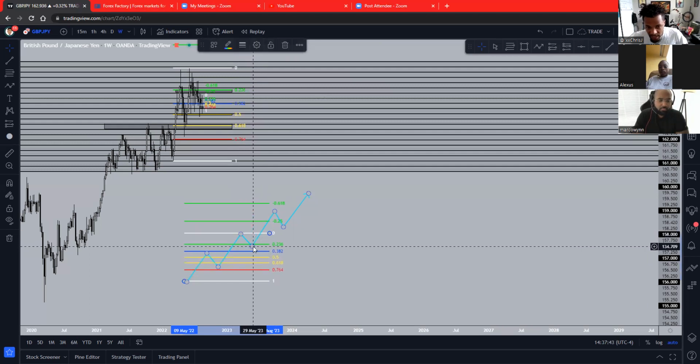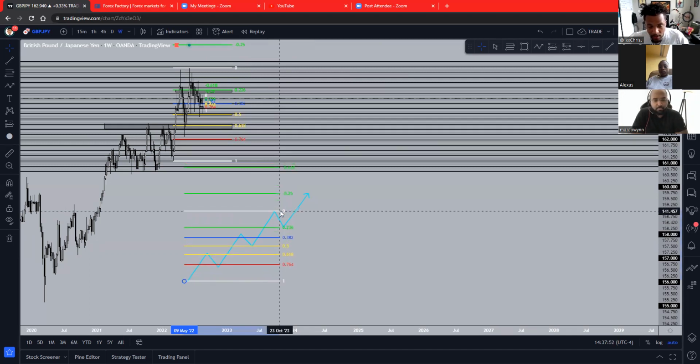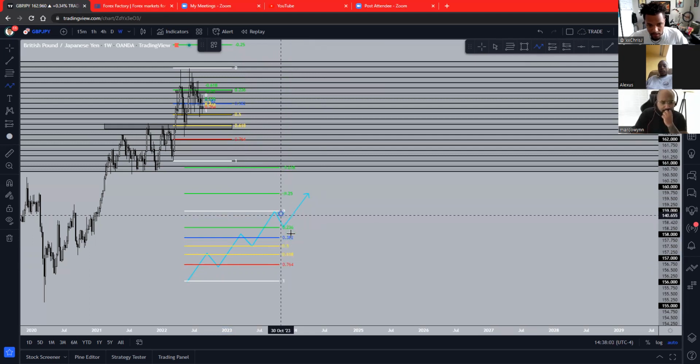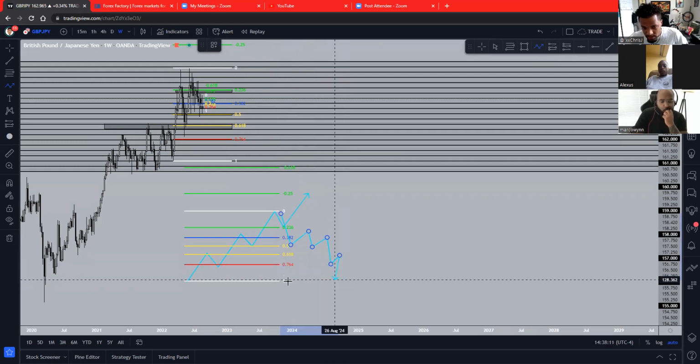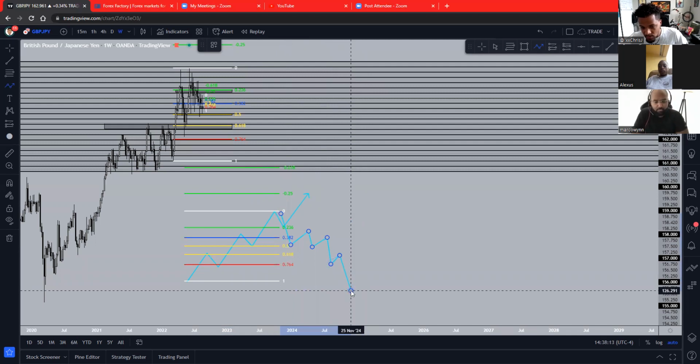Then you'll have a move like, for instance, right here is a 0.236, and so on and so forth. It keeps going up, keep dragging it up. The only time it becomes invalid is, say, it starts going down. That doesn't make it invalid just because it's going down. But once it breaks this one area, that's where I say, okay, now the fib is invalid.